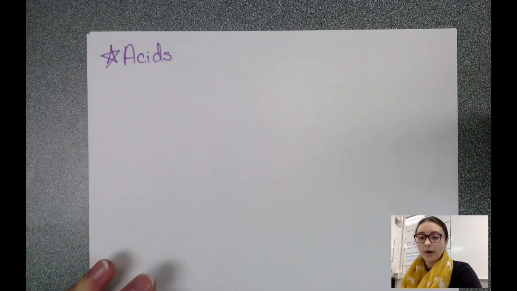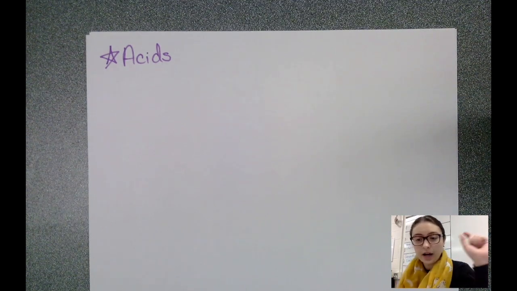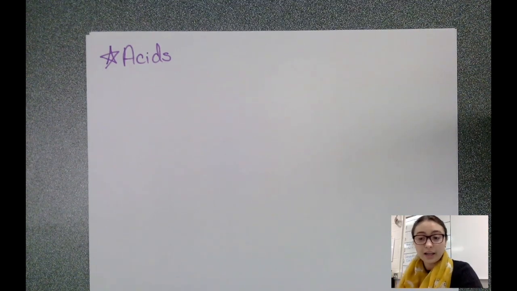Now let's talk about acids. The way that you're going to be able to figure out something is an acid is it's going to be hydrogen bonded to some negative ion.